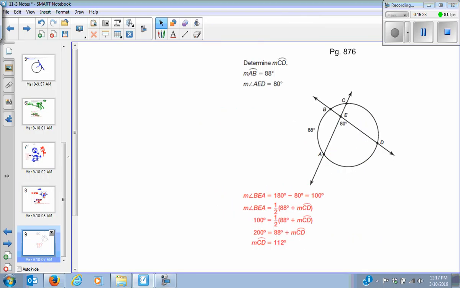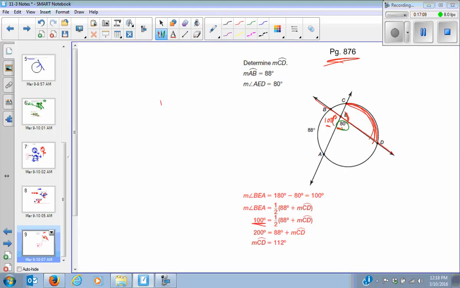All right, last one. Again, this is on page 876. The last couple have been in your book. You can go and look at those and try them on your own. If you want to pause this and try it on your own first, that'd be great. They want me to determine arc CD. In order to do that, I need to know this angle right here, which I don't know. But I do know this angle is 80 degrees, and this plus this has to be 180 because they make a straight line. So I know that has to be 100 degrees. That's where they got this 100 degrees.